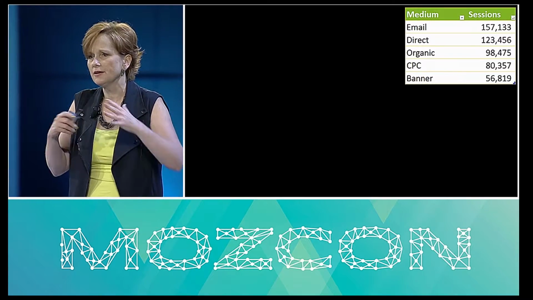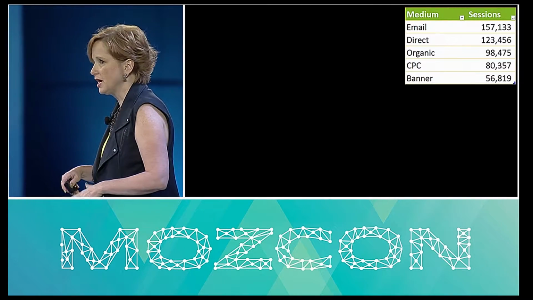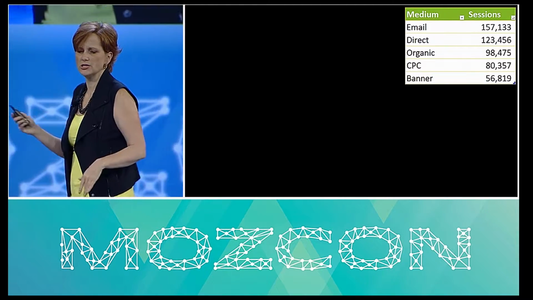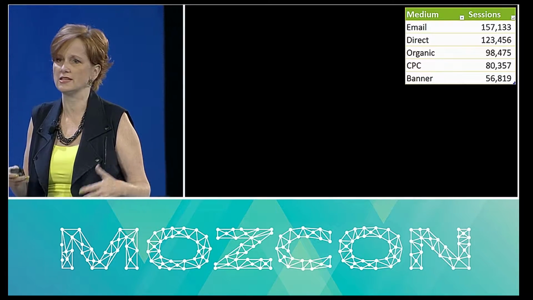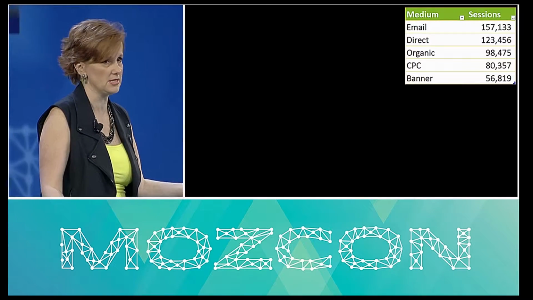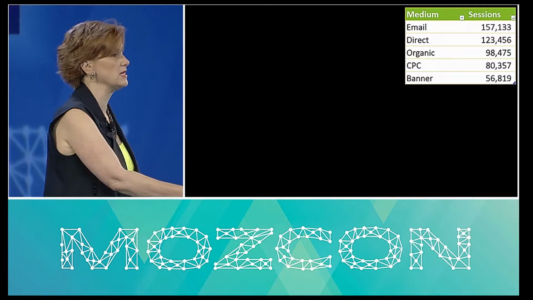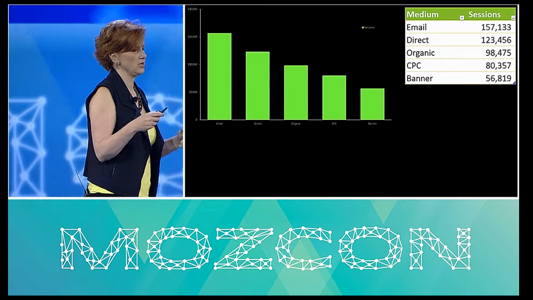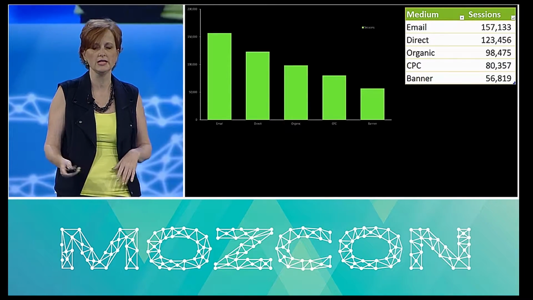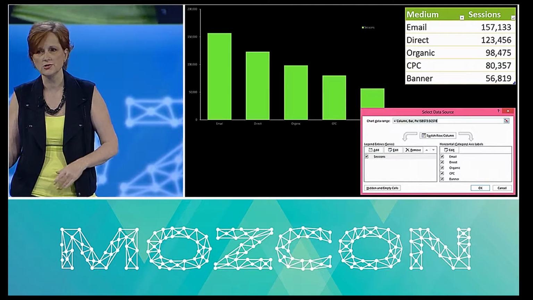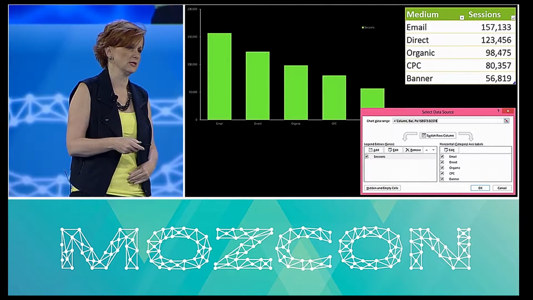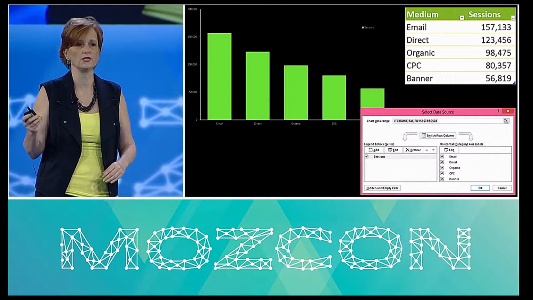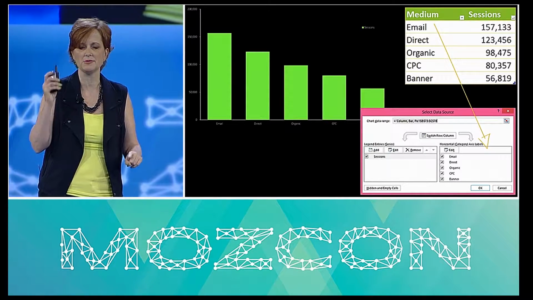So let's take a deeper dive in here. If you have one dimension, one metric, this is what it's going to look like in a table. We just have medium and sessions. Let's say we create a basic column chart. This is what it's going to look like with a modicum of cleanup. And if I right-click and choose Select Data, here's what the Select Data Source dialog is going to look like. And here's how everything maps out.